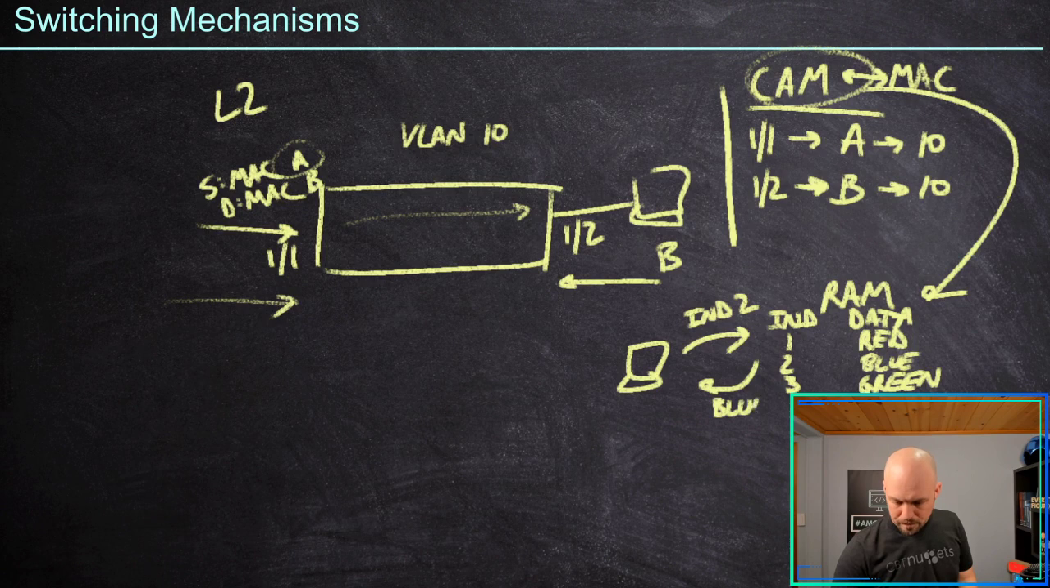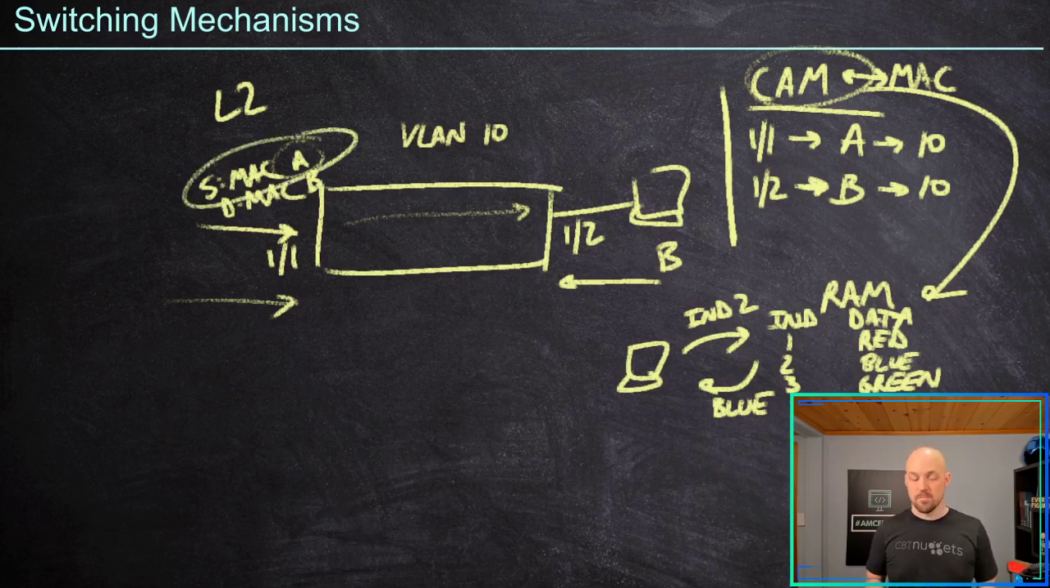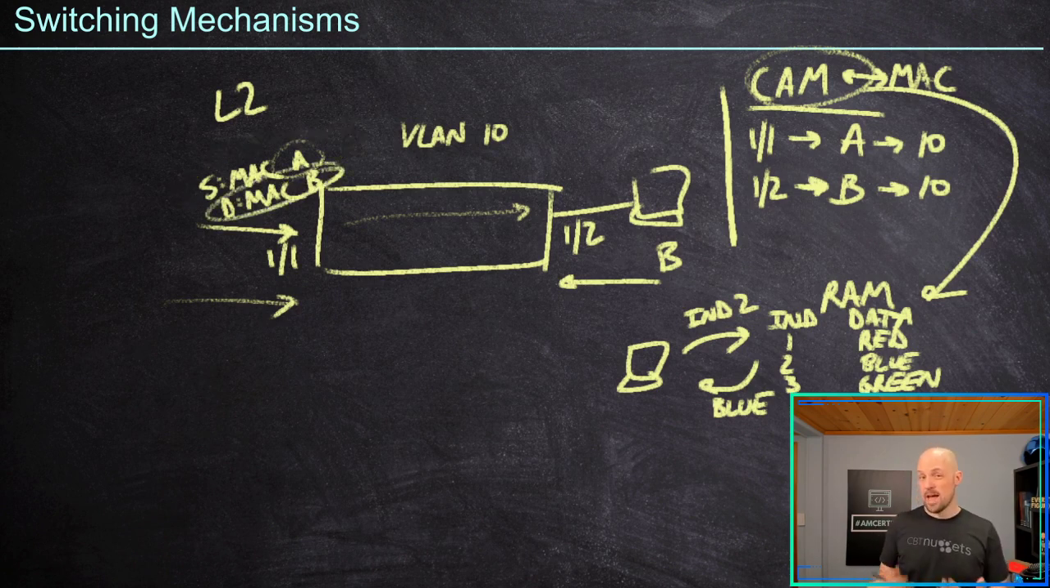That sounds great, except that's not going to work so well for us from a MAC address perspective. We need a more effective way of learning where MAC addresses are. Specifically, remember, I'm going to look for the destination MAC address. I'm looking up MAC address B. I don't have an index.